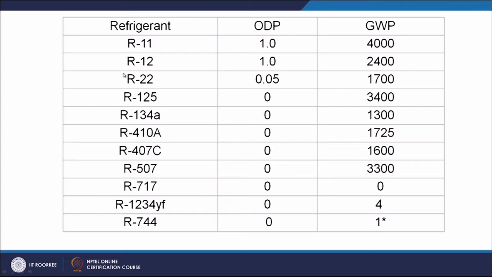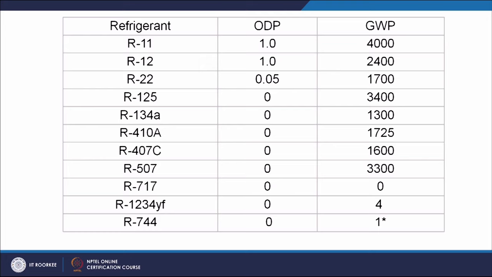R22 has a limited life. In advanced countries, the use of R22 is permitted up to 2020. But in third world countries, we have a grace period of 10 years, so we can use R22 up to 2030. It has an ozone depletion potential of only 5% that of R11. But now the issues are related to the global warming potential. And R134a is also a contributor towards global warming.